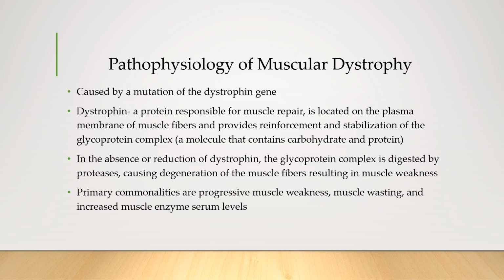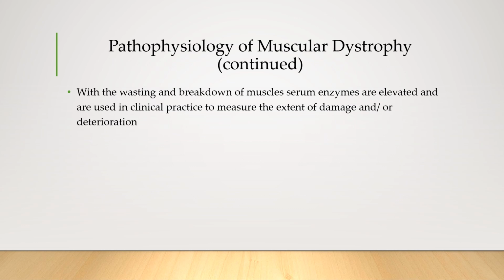Primary commonalities are progressive muscle weakness, muscle wasting, and increased muscle enzyme serum levels. With the wasting and the breakdown of muscle, serum enzymes are elevated and are used in clinical practice to measure the extent of damage and/or muscle deterioration.